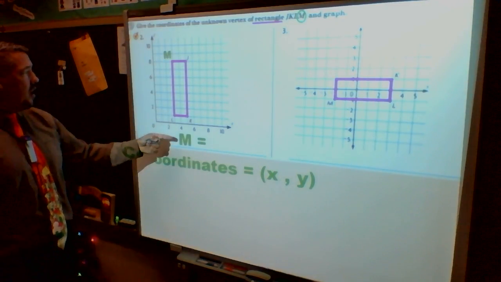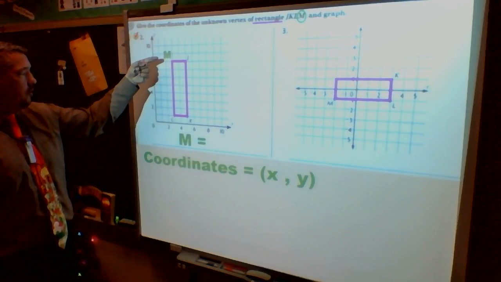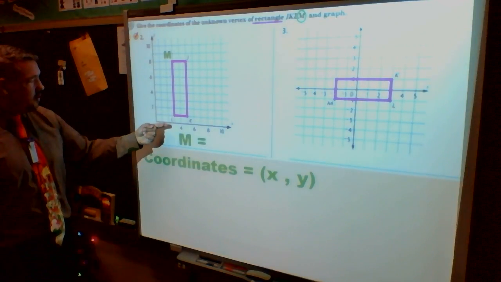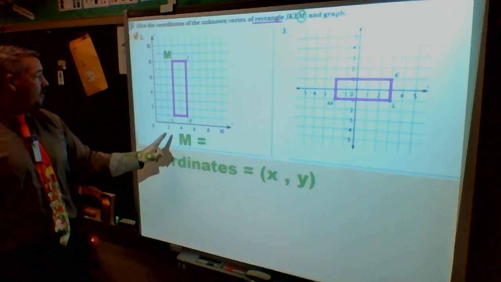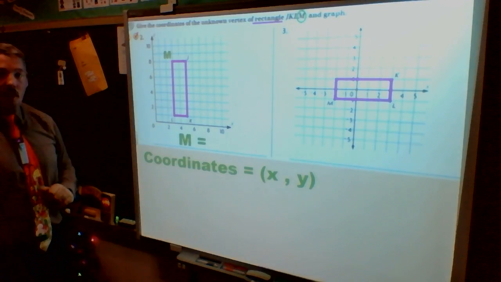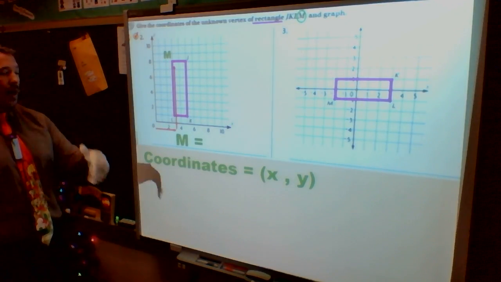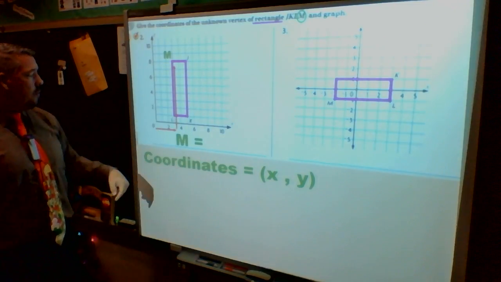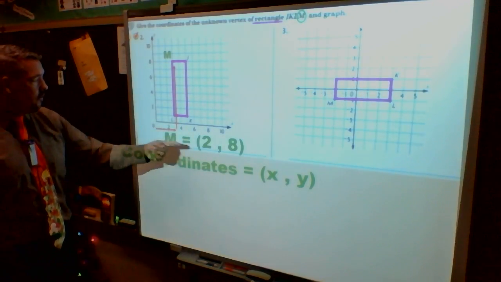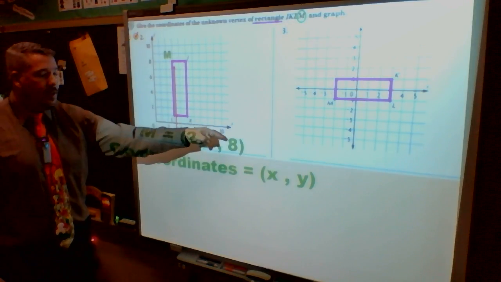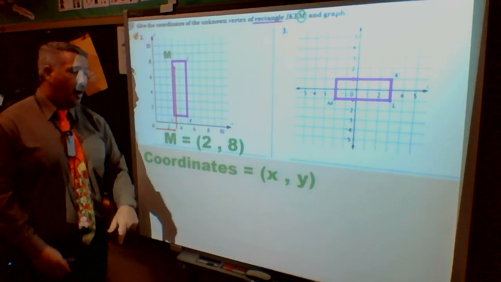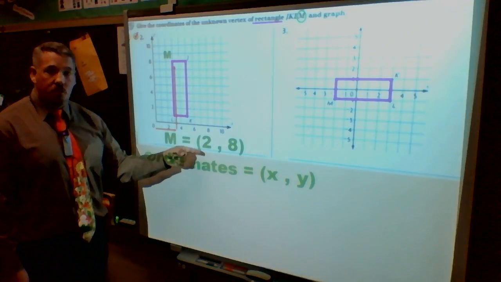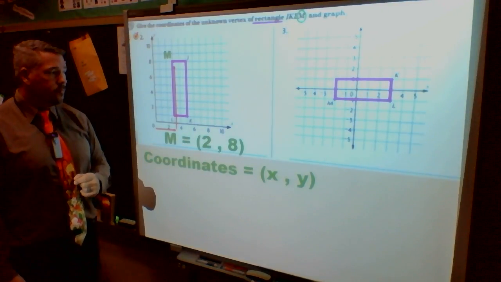So if I'm missing M, what is M equal to? Well, I went forward 2 on my x, and then I jumped up to the 8 on my y. So it's a positive, positive. Going forward, then going up, I'm going to put my x as 2, and my y as 8. So my ordered pair for M is (2, 8).